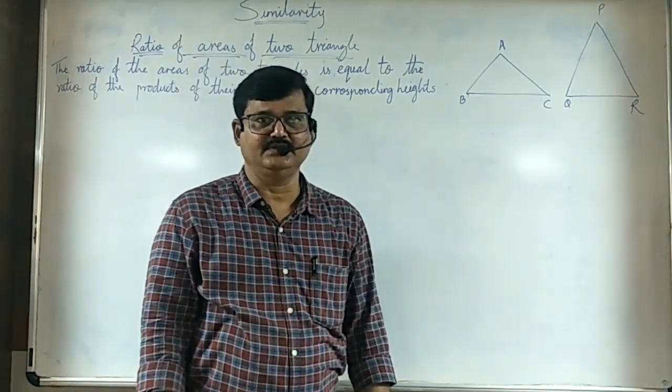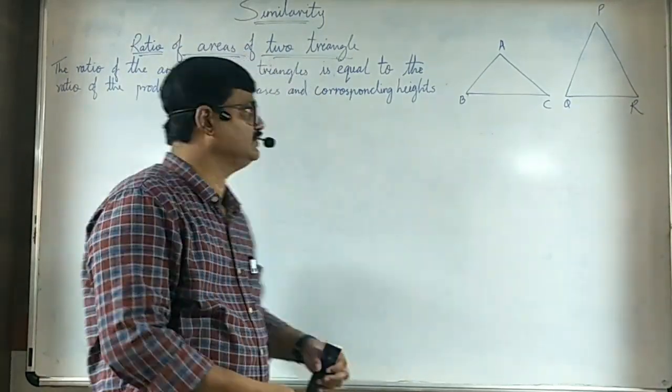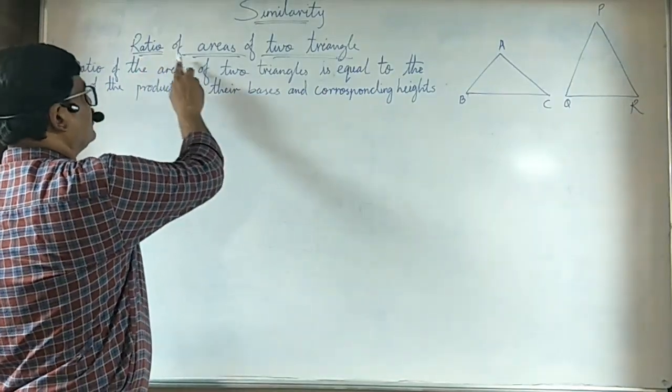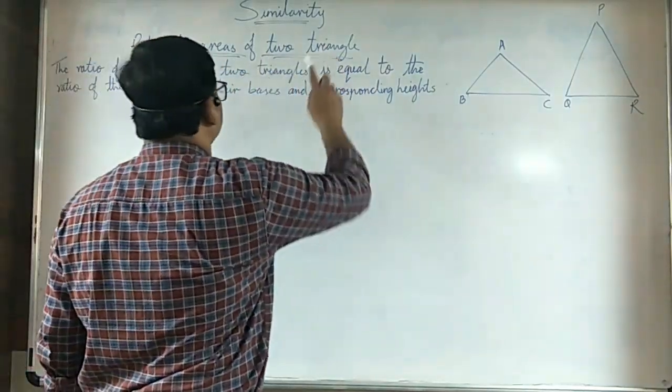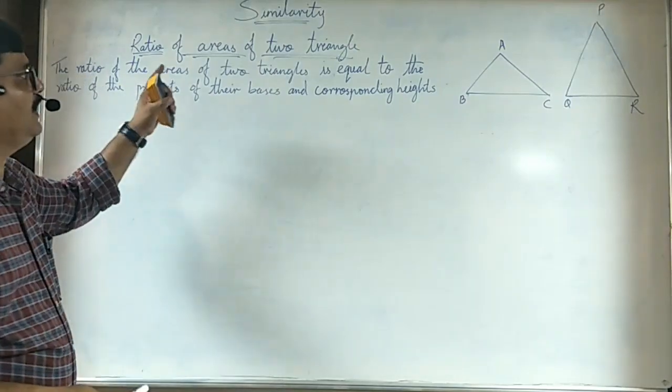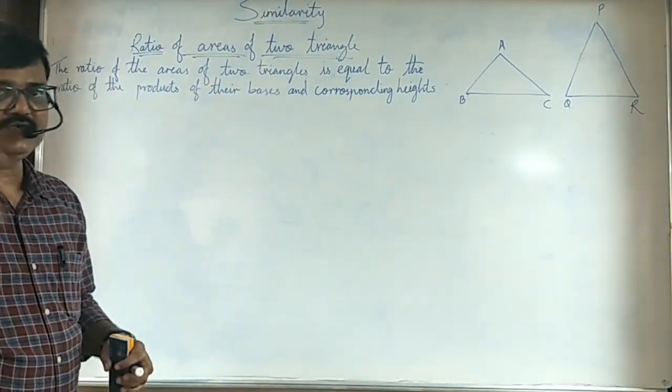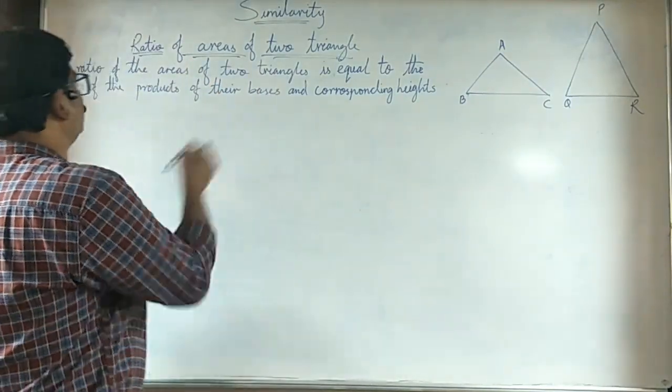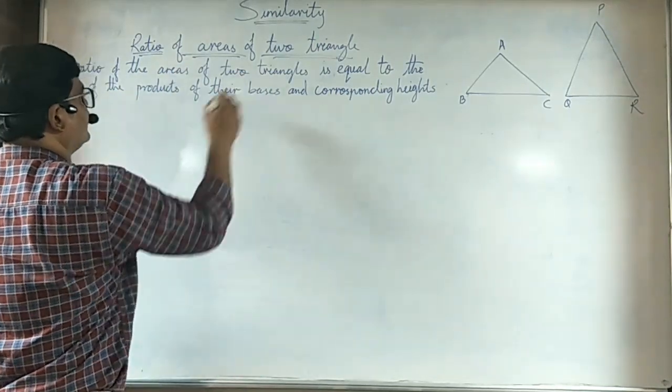First we are going to start today with a property, the ratio of areas of two triangles. Now first of all we are going to see the ratio of area. Now what is the area of a triangle?